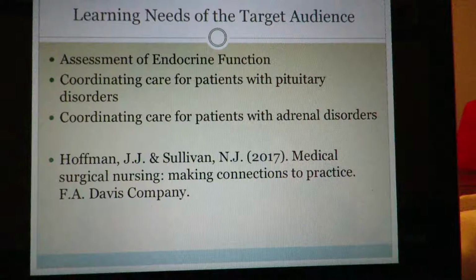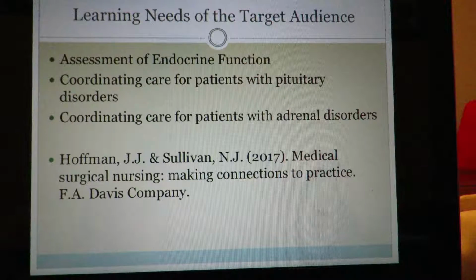The topic of discussion for the class that I am teaching is the assessment of endocrine function. This builds upon the anatomy and physiology that all students have taken prior to this class. We go over coordinating care for patients with pituitary disorders and coordinating care for patients with adrenal disorders.